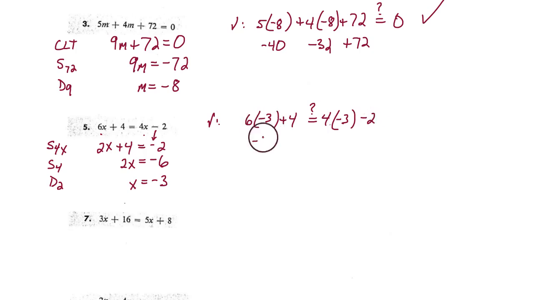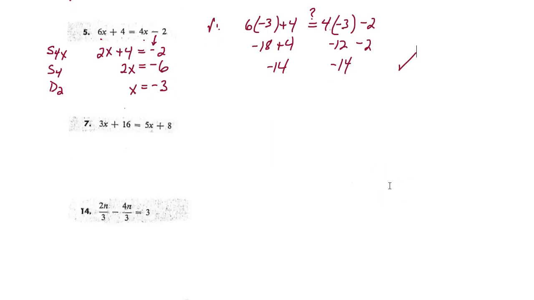Six times negative 3 is negative 18. Negative 18 plus 4 makes negative 14 on the left side. 4 times negative 3 is negative 12. And negative 12 minus 2 makes negative 14 on the right side. This checks. Number 7, we have variable terms on both sides.